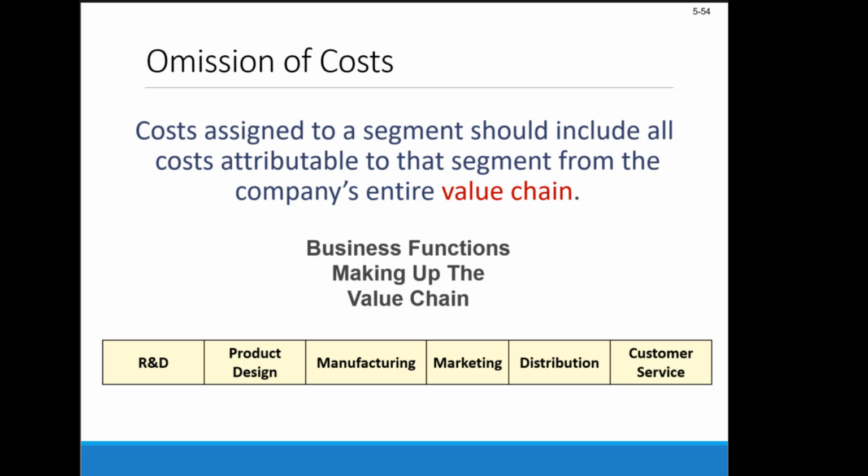One other note here, all the costs assigned to a segment really should include anything attributable to that segment from the entire value chain. And that's a term you may have heard in a marketing or operations class. Business functions making up the value chain really do include everything from R&D, research and development, all the way through customer service. So the only point we want to make here is that all these types of things should be attributed to that individual segment as appropriate.